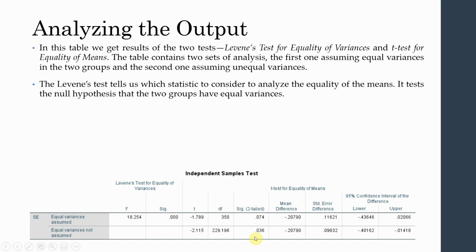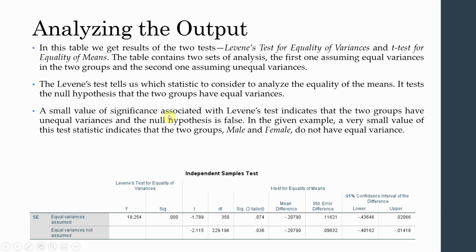But whenever we are accepting or rejecting a hypothesis, we do so based on our significance value. But the problem here is we've got two significance values. Which one will we select? The top one or the bottom one? In this case, the answer will come from Levene's test for equality of variance.